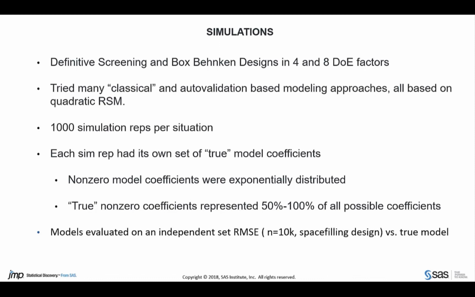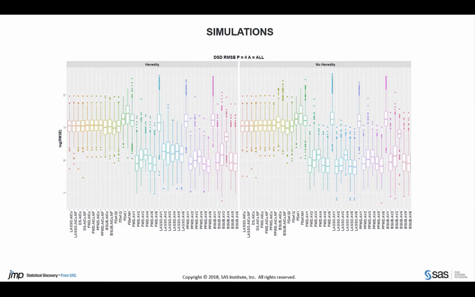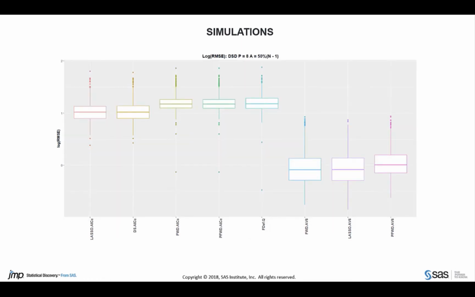So this was part of the design of the simulations as we looked at how accurate the different modeling strategies were at different levels of saturation and supersaturation in the parameter space. Of all the methods that we tried, we compared them on an independent test set root mean squared error. This was calculated using a 10,000 point space filling design, and these RMSEs were calculated versus a true model. There was a whole zoo of different methods that we tried, but in the end, we can tell the story pretty simply with this graph right here.